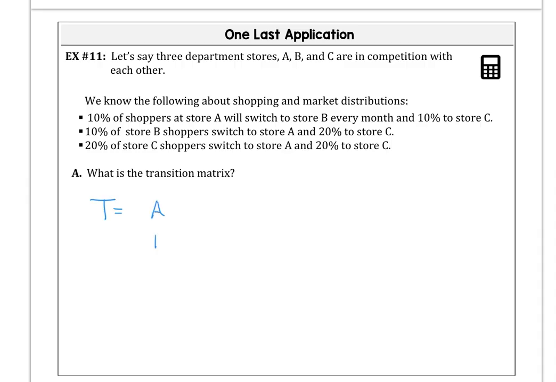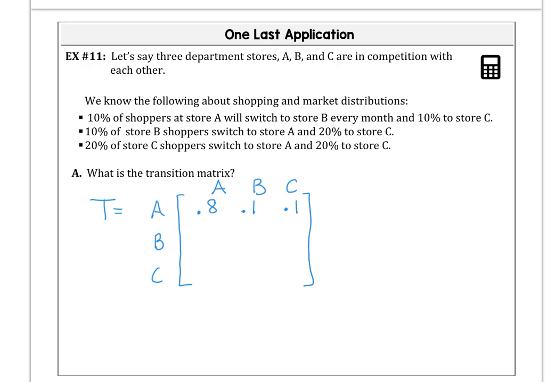So we got A, B, and C. This is where we're starting. And A, B, and C where we're going to. So from A to A, that's 80% since 10% and 10% here.